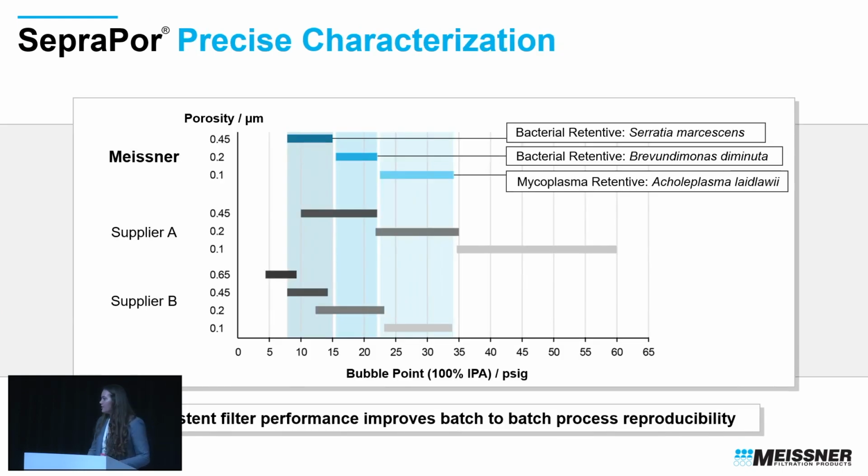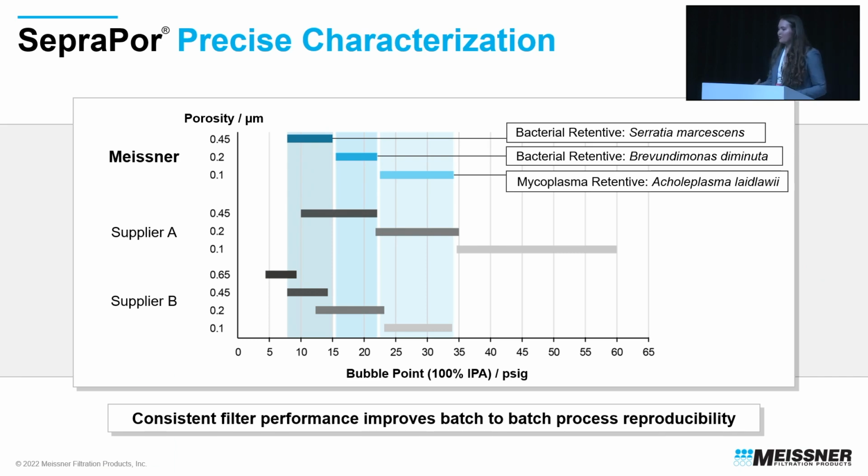Bubble point is a common characteristic used to define the porosity or retention rating of a membrane. Here we can see the published bubble point ranges of three different suppliers. I think at first glance, it would be surprising to most people that the bubble point ranges can differ so much from supplier to supplier. Although all these membranes pass industry standard bacterial and mycoplasma retentive tests that define the bounds of the porosity ratings, their membrane characterization and morphology lead to differences in performance across the suppliers.